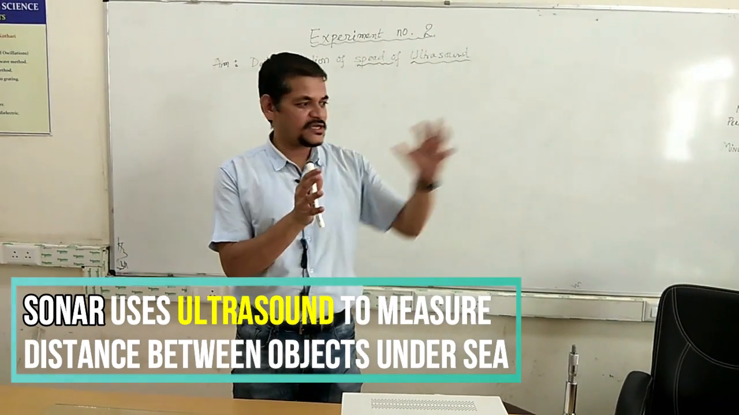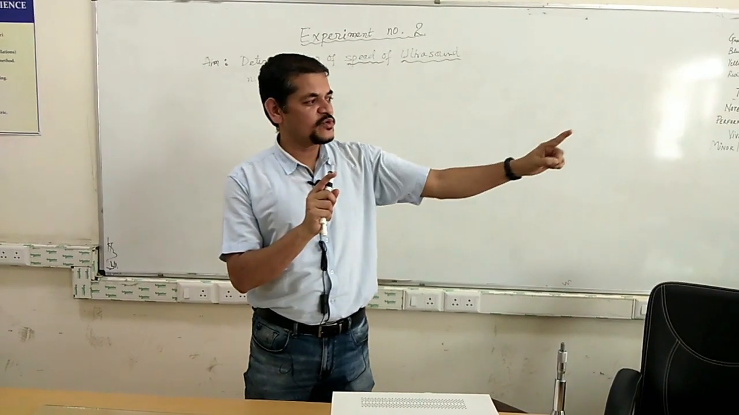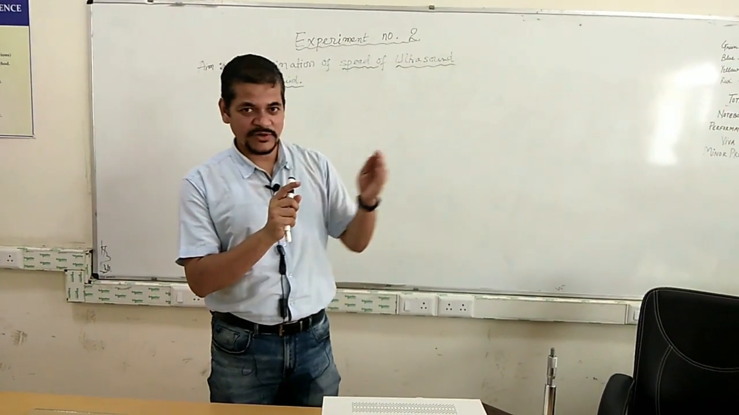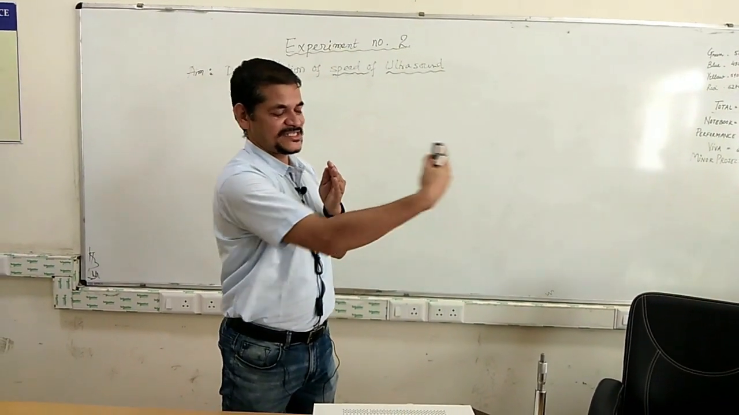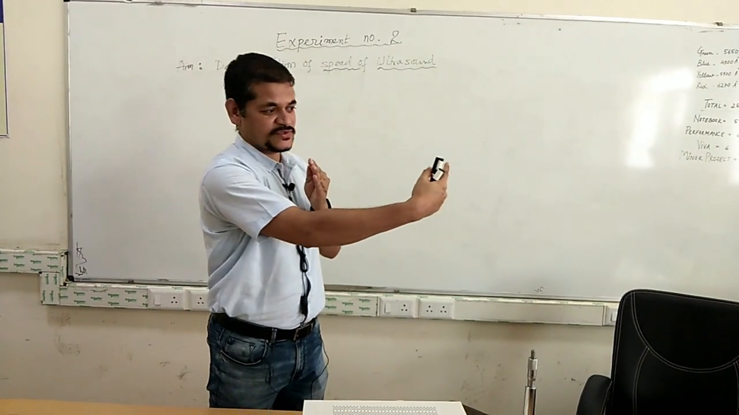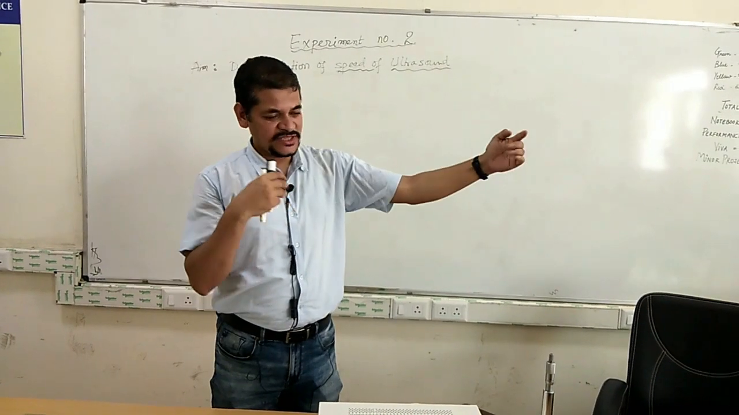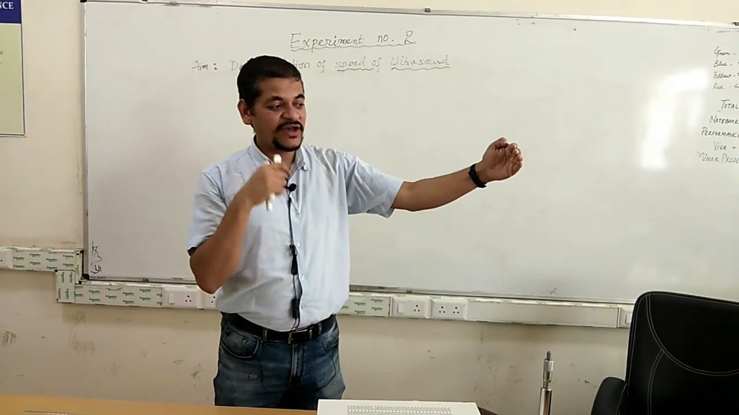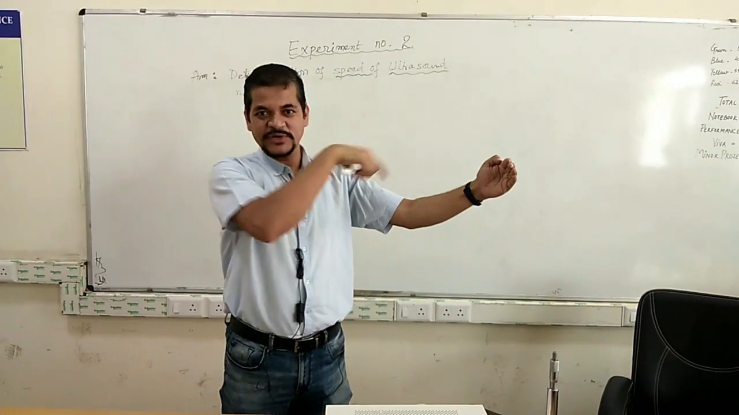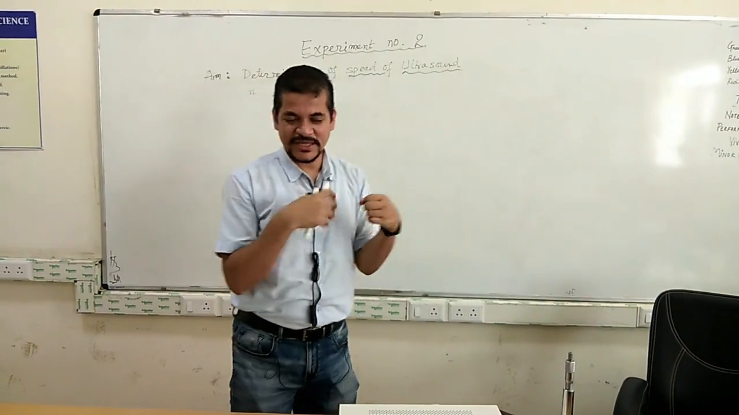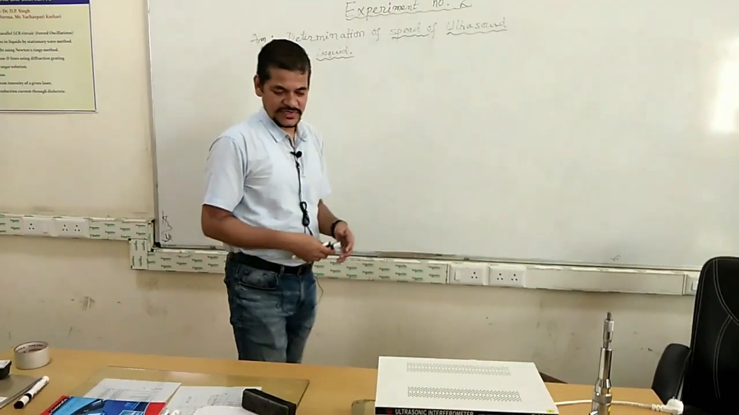One ship is here, another ship is there. One ship produces the ultrasound, then the ultrasound moves through the liquid, reflects from that object and comes back. From the amount of time it takes to move and come back, you can calculate the distance between these two objects. In this case, you first have to find out the velocity of the ultrasound in that particular liquid. It's just one example where you take a sample liquid in here and find out the velocity of the ultrasound in that medium.